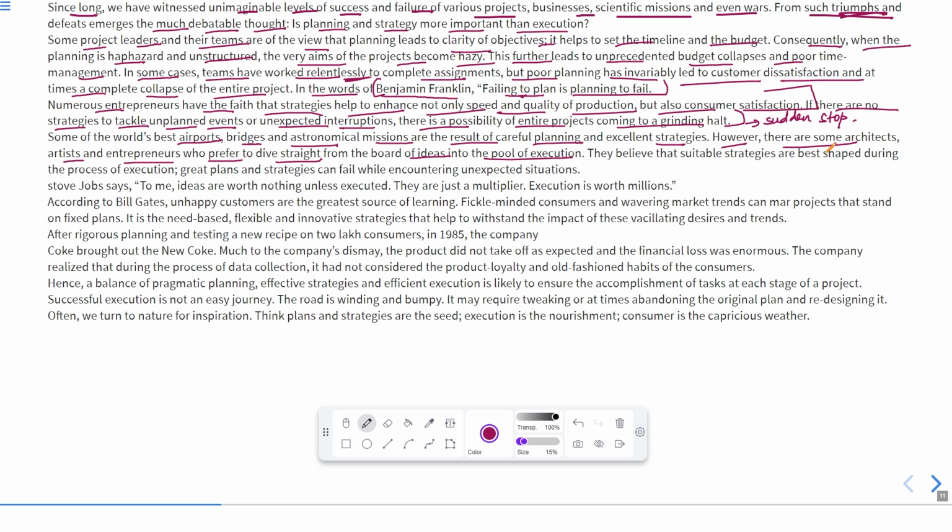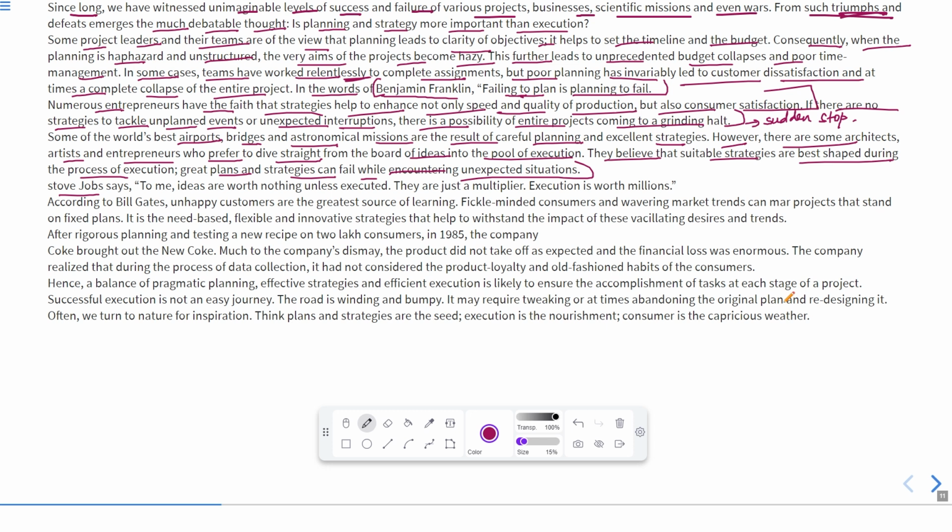That had also happened. They believe that suitable strategies are best shaped during the process of execution. So they said that these strategies will be made at the time of execution only. Great plans and strategies can fail while encountering unexpected situations. Because if unexpected situations arise, great plans and strategies can also fail. So they had the opposite approach. They preferred execution and not strategies, and did not believe in planning and strategies.